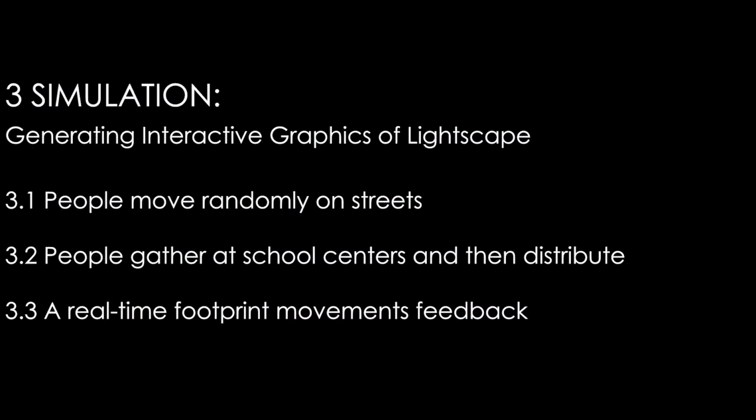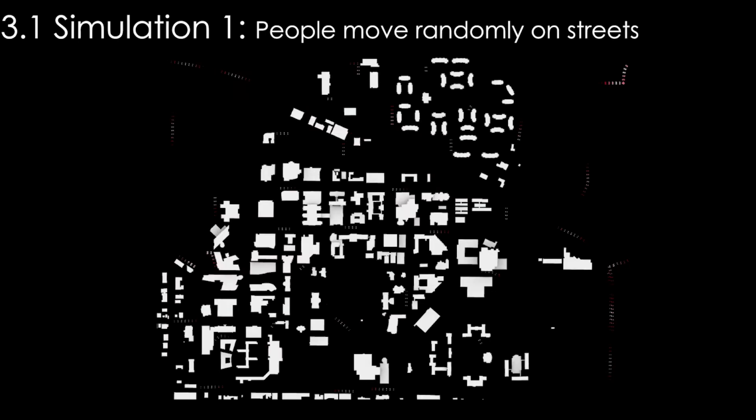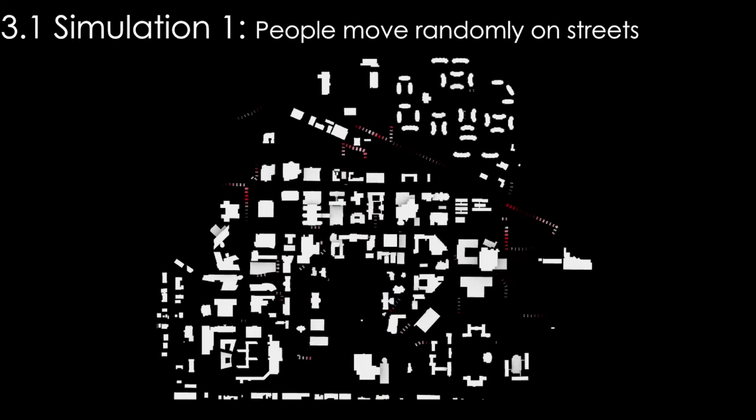Step 3. Simulation. Generating interactive graphics of the lightscape. The simulation has 3 parts: people move randomly on streets, people gather at the city center and then distribute, and the real-time footprint movement feedback. Each of them has their own pragmatic significance. Let's see. Simulation 1. People move randomly on streets. With this simulation, I want to show a casual state of the pedestrians.